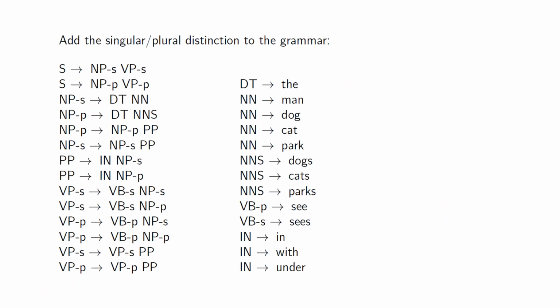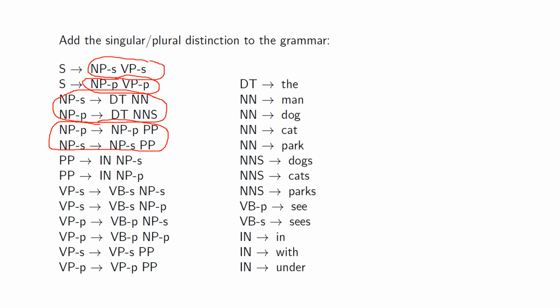In order to solve this problem, we add a singular-plural distinction to the grammar. So we can see first that instead of just having noun phrase and verb phrase, we now have the rule noun phrase singular, verb phrase singular, and also noun phrase plural, verb phrase plural. And we accordingly adjust the rest of the rules. So now we have noun phrases for singular and plural for the rule determiner and a noun. And also, we distinguish between these two rules that include noun phrase and prepositional phrase.